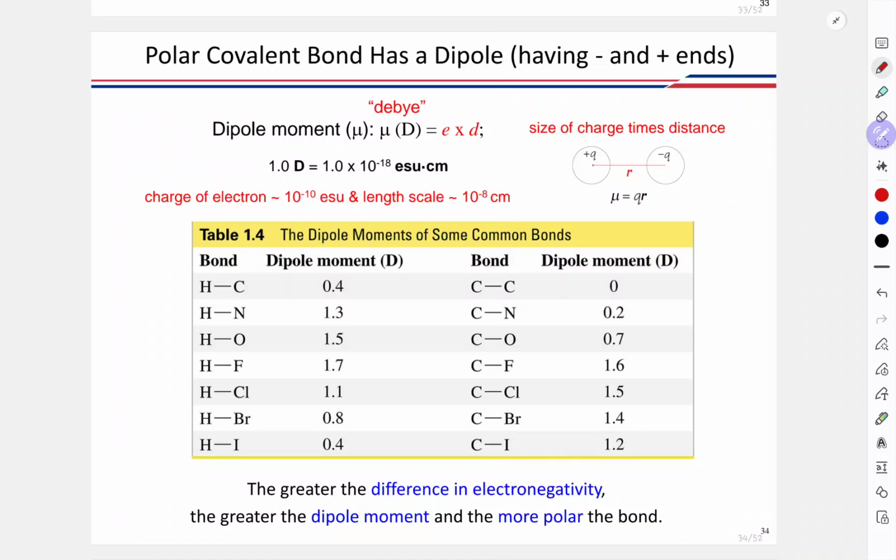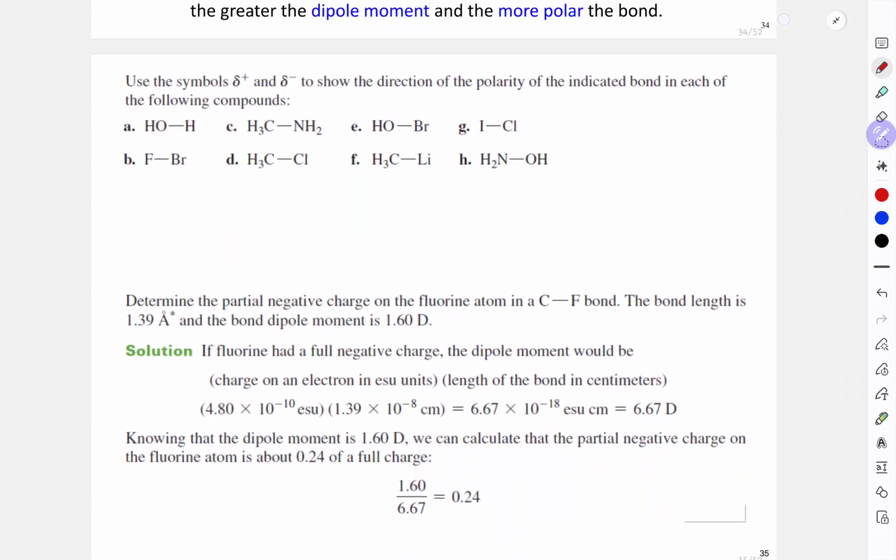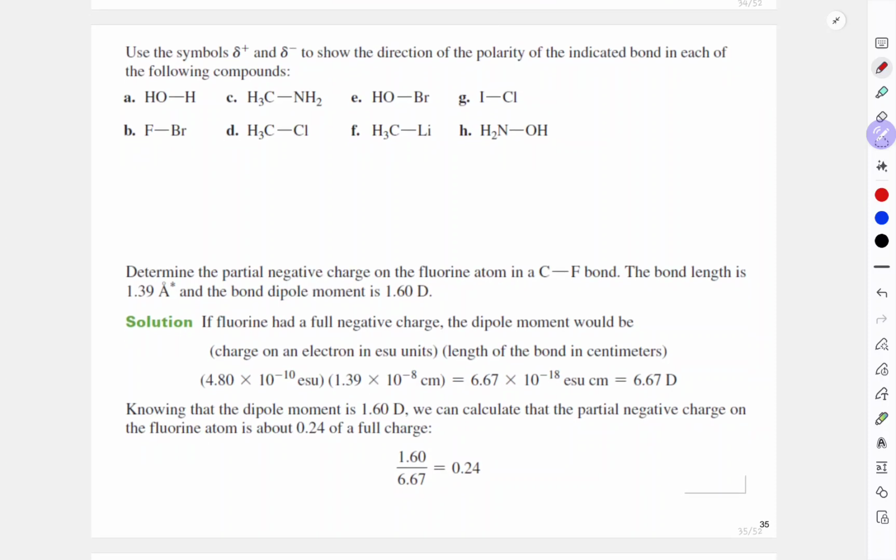You can solve questions as well. Use the symbols delta plus and delta minus to show the direction of the polarity of the indicated bond. If you refer to the electronegativity table, you can decide which one has higher or lower electronegativity. The one with higher electronegativity pulls an electron from where it belongs, has larger electron density, and gets delta minus.